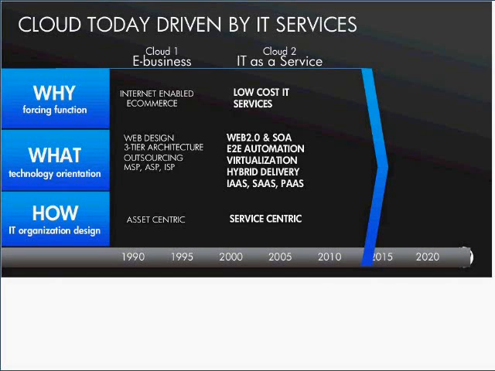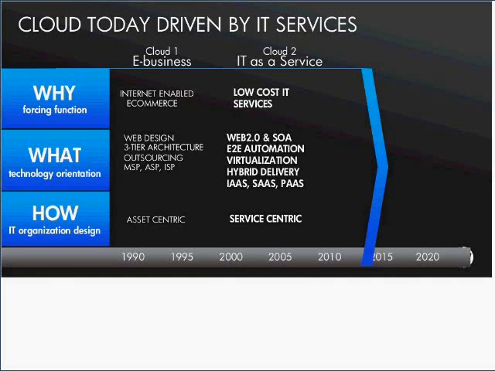So that is why infrastructure as a service, software as a service, and platform as a service are taking center stage, and why the servicization of IT is driving a shift on the organization model to what's being called service-centric.